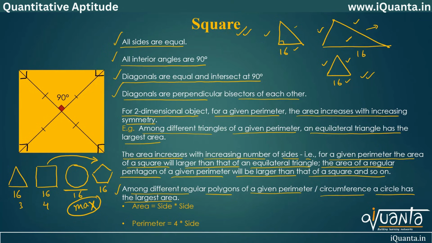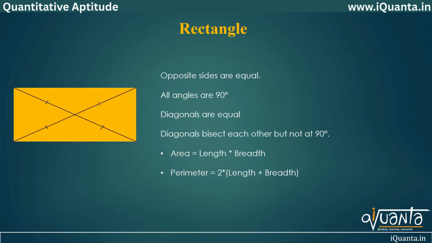At last we have the formula for area and perimeter of a square, which are: area of a square is side into side, you all are familiar with that, and perimeter is the sum of all the sides, that means 4 into side because all sides are equal. So I hope everything related to a square is clear. Let's move on to the next plane figure now. We have a rectangle now.